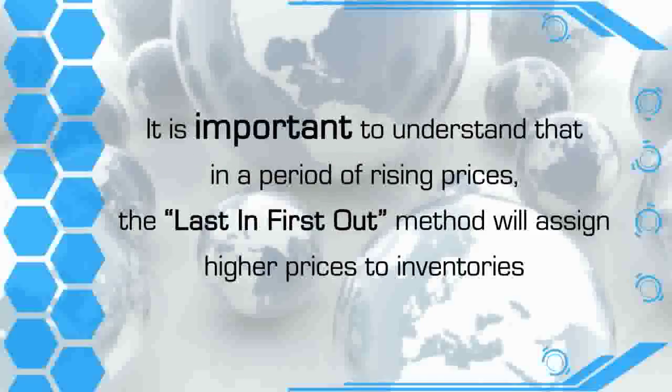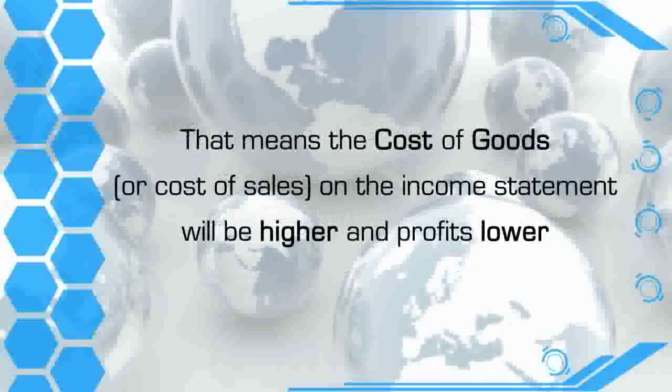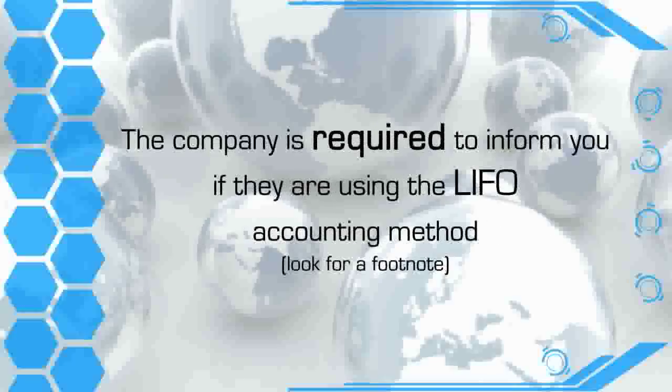It is important to understand that in a period of rising prices, the LIFO method will assign higher prices to inventories. That means the cost of goods, or the cost of sales on the income statement will be higher and the profits lower. Therefore, it is more conservative. Also, in these circumstances, the LIFO method will understate the current value of inventories on the balance sheet. The company is required to inform you if they are using the last in, first out accounting method, so look for those footnotes we talked about.